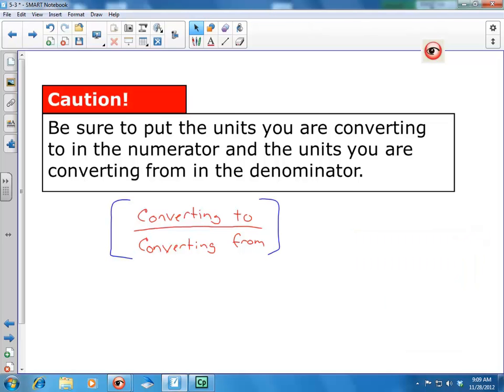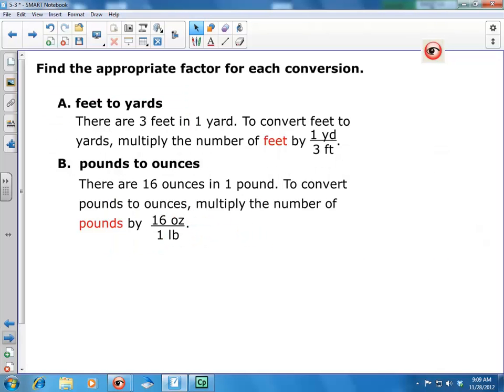Let's take a look at our example. It says, find the appropriate factor for each conversion. Feet to yards. It says there are 3 feet in 1 yard. To convert feet to yards, multiply the number of feet by 1 yard equals 3 feet. This is what your conversion factor would be.